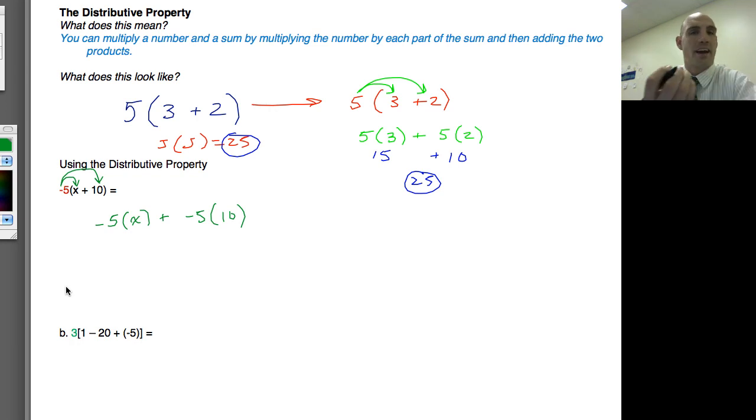Because I can't add x and 10. It would just be x plus 10. But now I've got something that looks a little bit better, because now I'm at least able to do the negative 5 times the 10. And so my answer is negative 5x minus 50, because adding a negative is the same as subtracting.